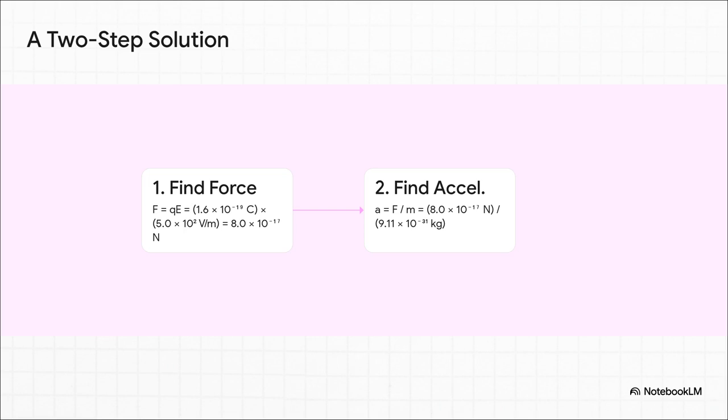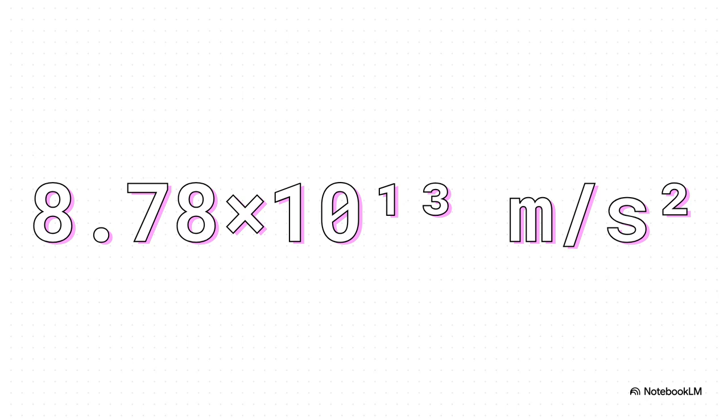But we're not done. Now we have to pull out an old friend from physics class, Newton's second law, a equals F over m. We take the force we just found and divide it by the mass of an electron. And just look at that number. The acceleration is almost 88 trillion meters per second squared. It's a mind-boggling number, and it perfectly shows just how powerful these electric fields are. Even a pretty weak field can make a tiny particle like an electron accelerate at an insane rate.